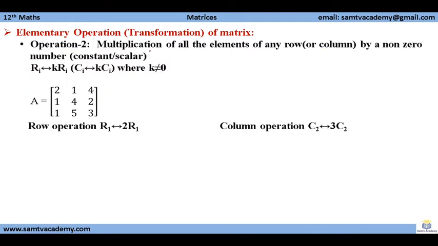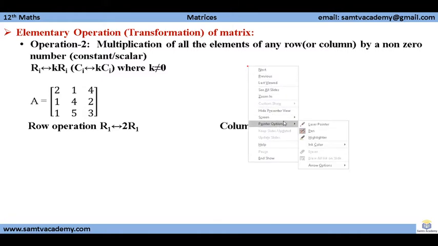The next operation is multiplication of all the elements of any row or column by a non-zero number, that is any scalar value. A scalar value is multiplied.